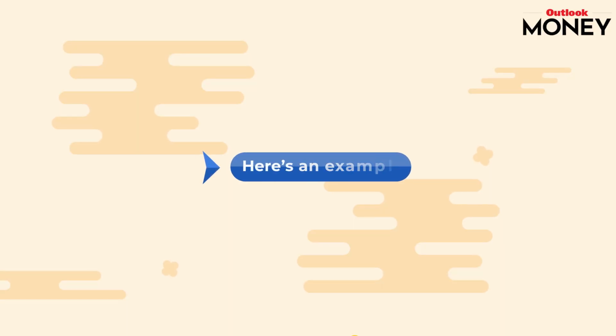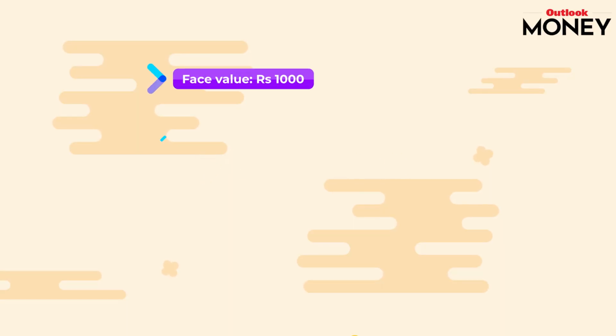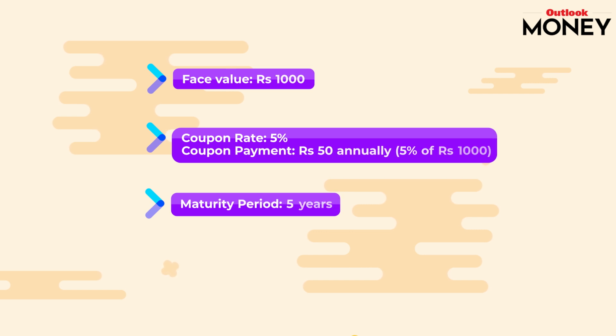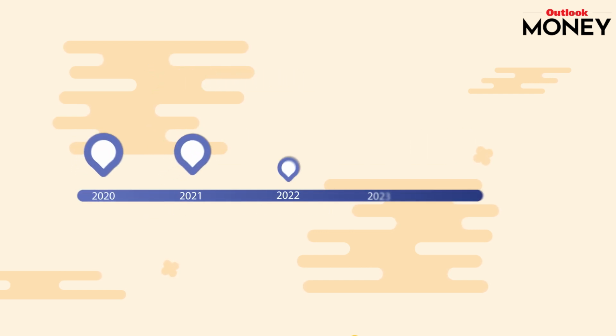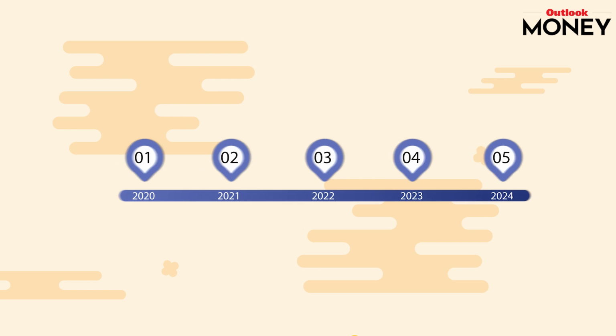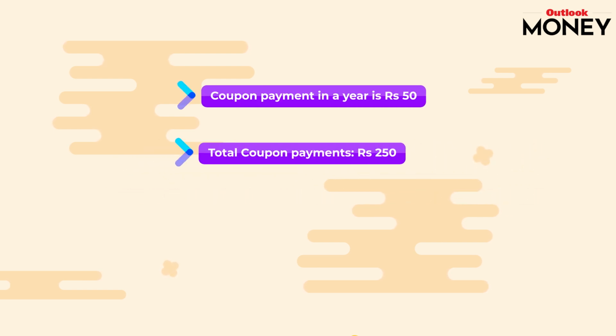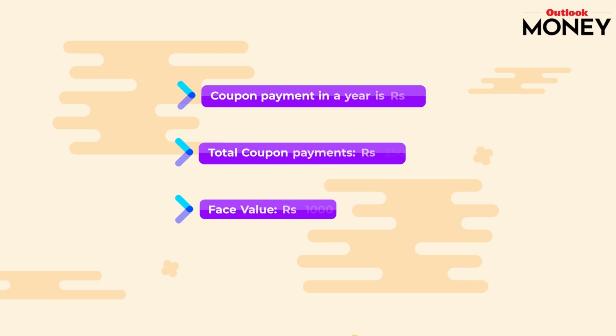Now let us talk about bond yield, which is basically the return that you can expect to earn from holding the bond to its maturity. Here's an example. Face value rupees 1000, coupon rate 5%, coupon payment rupees 50 annually, which is basically 5% of 1000 rupees. Maturity period 5 years. So for 5 years you will receive rupees 50 each year, totaling rupees 250 in coupon payments. At the end of the 5 years, you'll also get back the face value of rupees 1000.